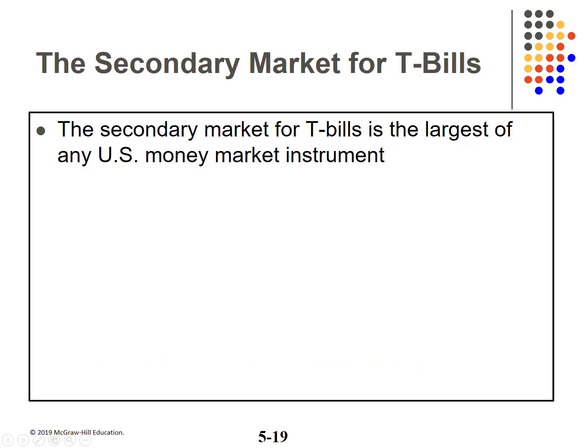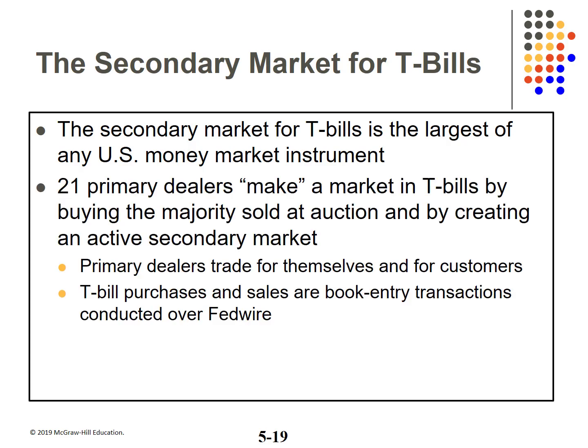The secondary market for U.S. Treasury bills is the largest of any U.S. money market instrument. It is extremely liquid. There are 21 primary dealers who make a market in T-bills. Making a market means they stand ready to buy or sell. They are the primary competitive bidders in the auction process, and they trade not only for their own account but for clients as well. There's no actual paper changing hands. Everything is book entry and handled through Fedwire.